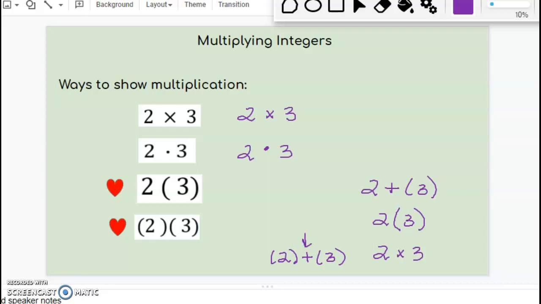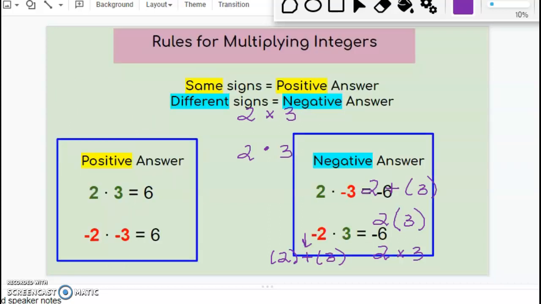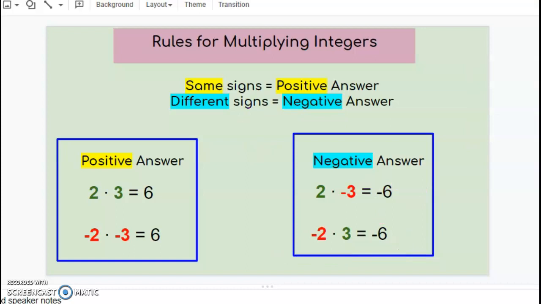Okay, so let's move on and take a look at the rules. Now the rules for multiplication, and actually they work for division too, are so much simpler than addition and subtraction. Because if it says multiply, you just multiply. If it says divide, you just divide. The only thing you have to worry about is whether your answer is positive or negative. And it's very simple. If the signs are the same, the answer is positive. If the signs are different, the answer is negative.